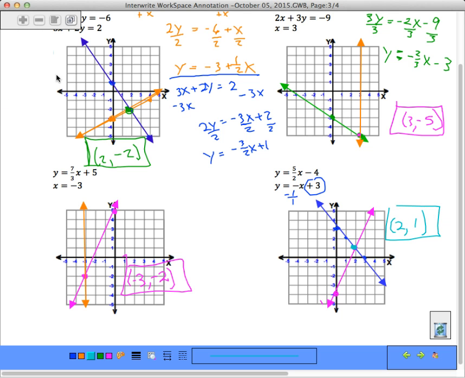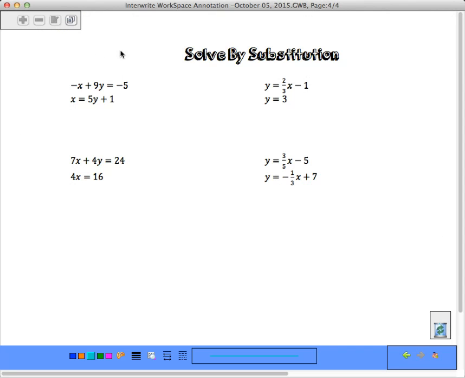All right. So this should all be review. You should have done systems by graphing in middle school. You also should have done systems by substitution. So let's look at a few of those. Substitution, you solve for one variable and plug it into the other equation. So this one's already solved for x, which is very nice. So I can take this and say, okay, I know x is equal to all of this. So I'm going to substitute all of that in here where x is.